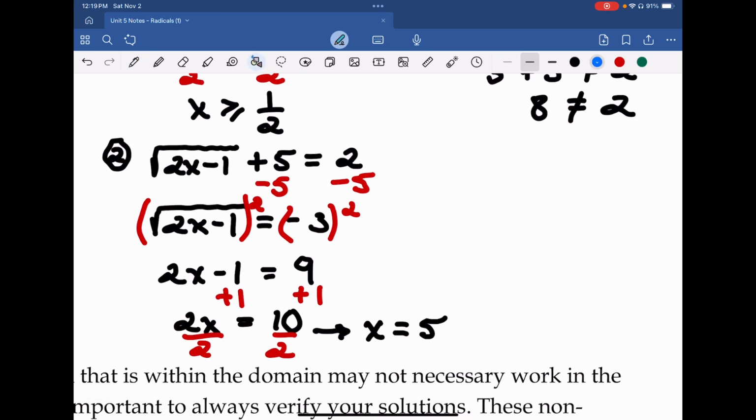If this ever happens, what I want you to do is circle your value, put a line through it, and immediately write ext. So just like we did with previous units, when we went to verify solutions, we would always make sure they work. If they didn't work, we had to cross them out and say extraneous, or that they didn't apply to the problem.